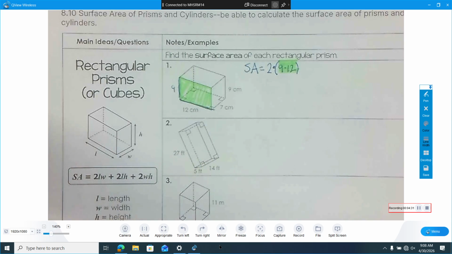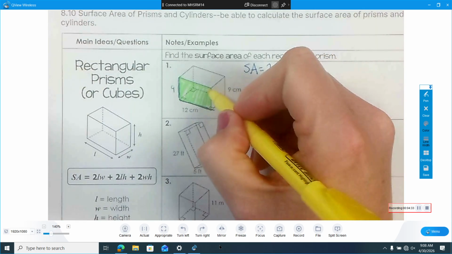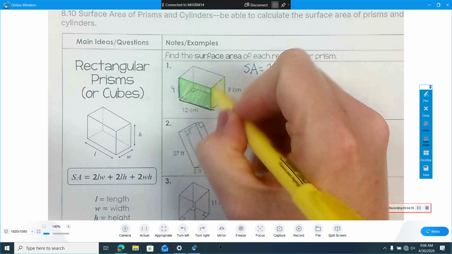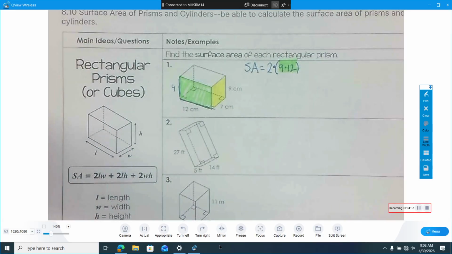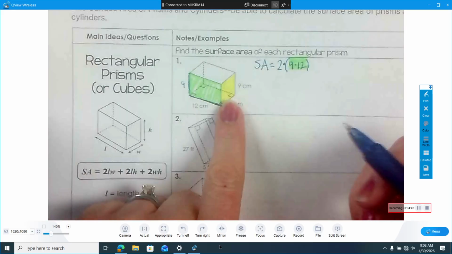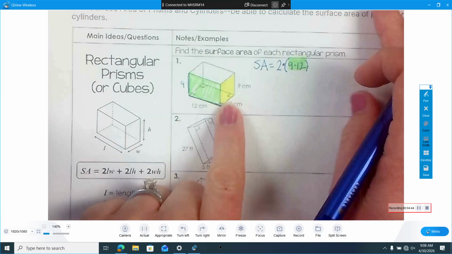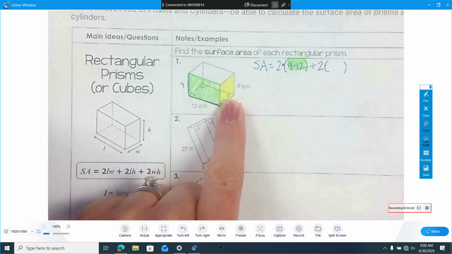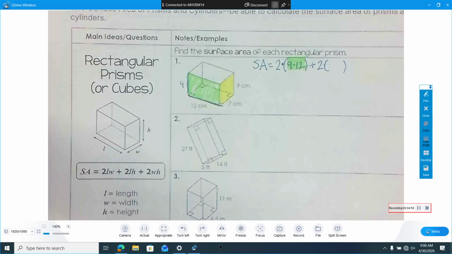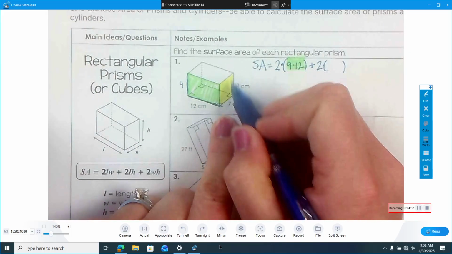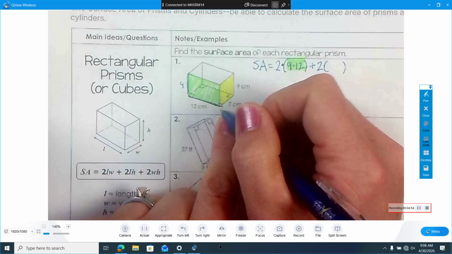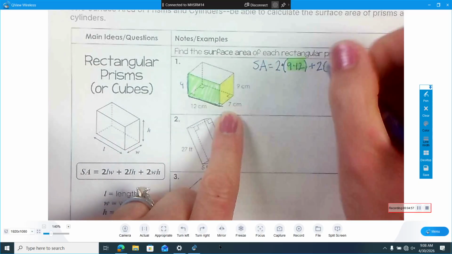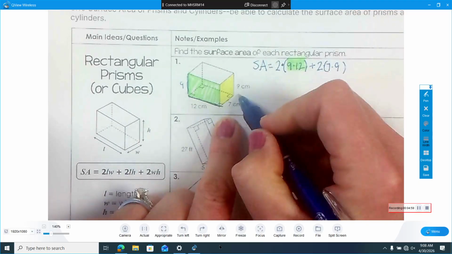And so then I need to find another shape. Here I have my end piece that is, I'm going to color it yellow. All right, it's another rectangle. How many of these yellow ones are there? 2. So I'm going to add another 2 times, because there's 2 of these yellow pieces. And what are the sides of my yellow rectangle? 7 times 9. So if I want the area, I just need to multiply 7 times 9, base times height.